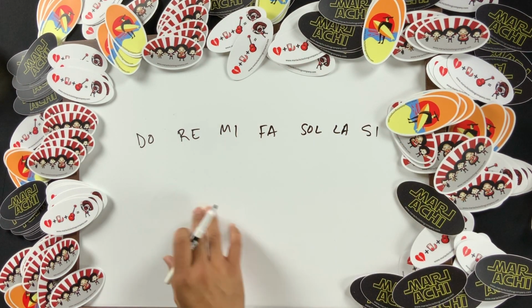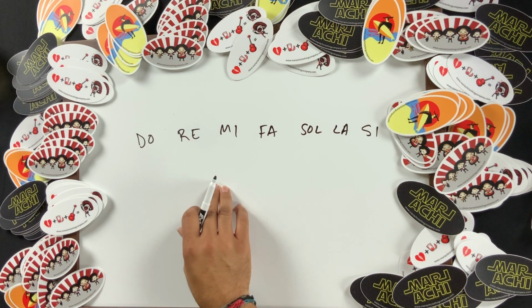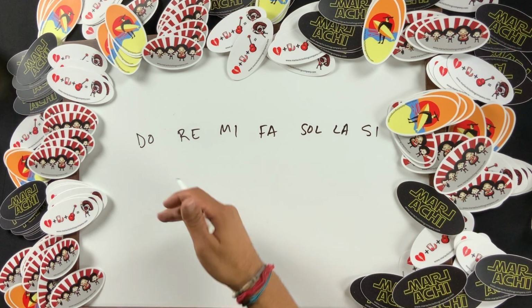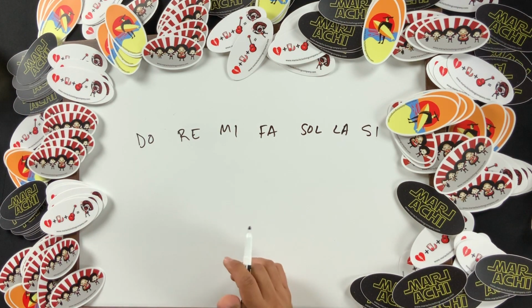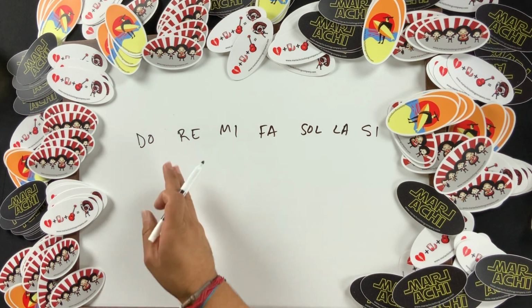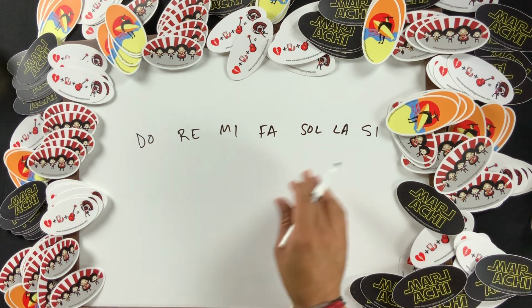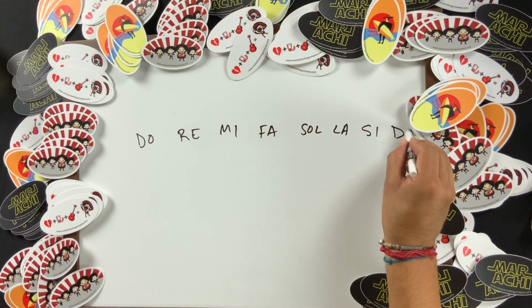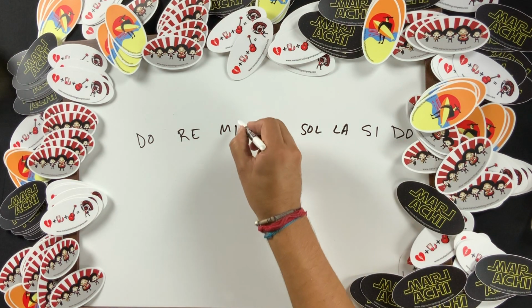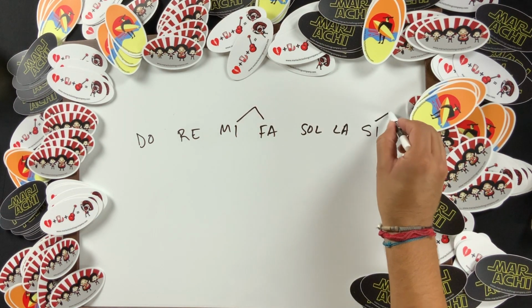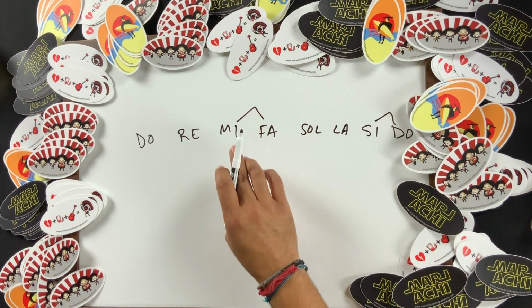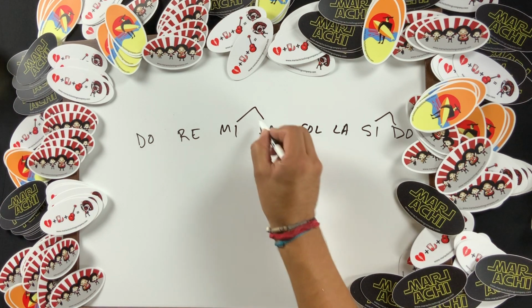We have notes in between, just like with numbers. For example, between the number 1 and 2, we have 1.5. Between 2 and 3, 2.5. With music, we have notes, or rather sounds, in between most of these syllables. With some of them, we actually don't. So we are going to mark the notes that don't have a sound between them with a little arrow.